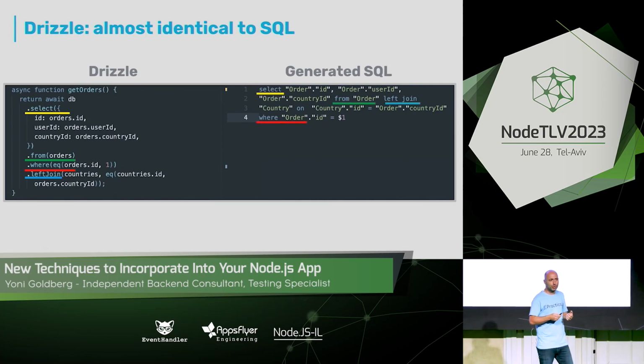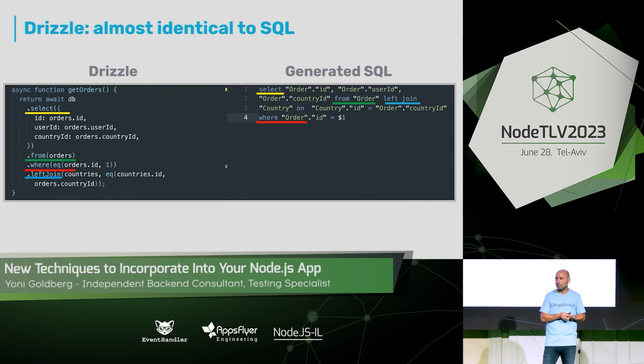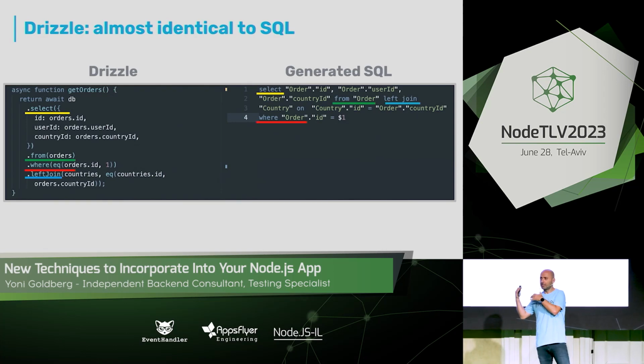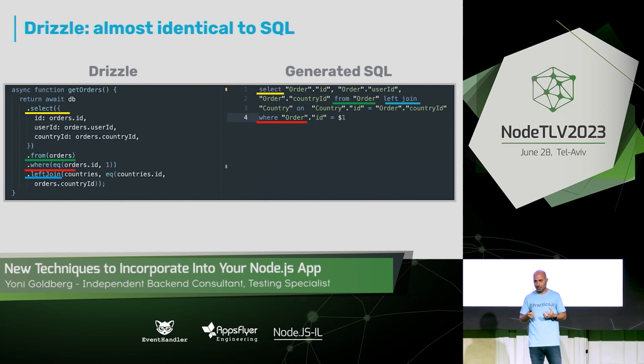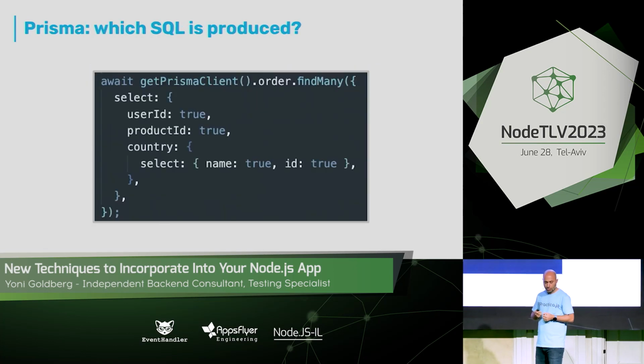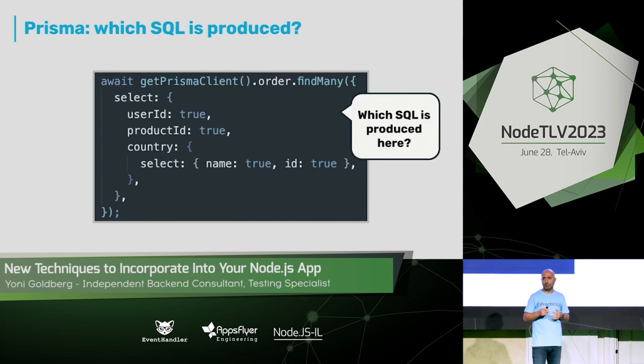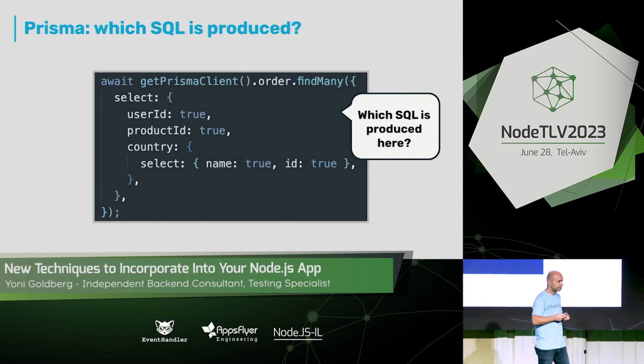Look at it. It's really the same syntax. Actually, Drizzle has no unique API. It's just an implementation of SQL keywords in JavaScript functions. Very similar. Now, let's do the same drill with Prisma. Look at this same query, this time with Prisma. Which SQL is about to be produced here?